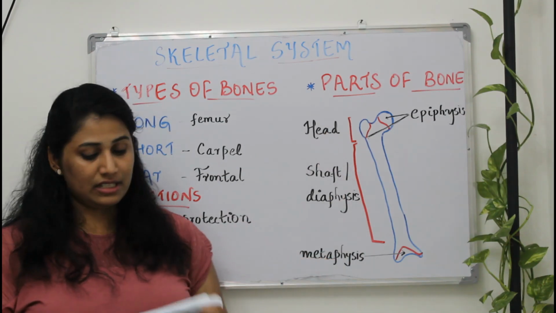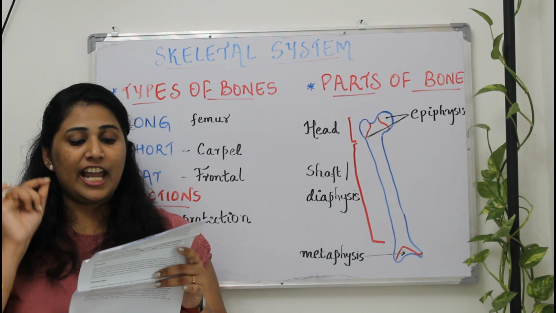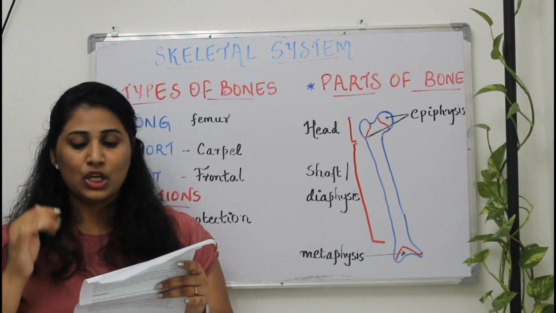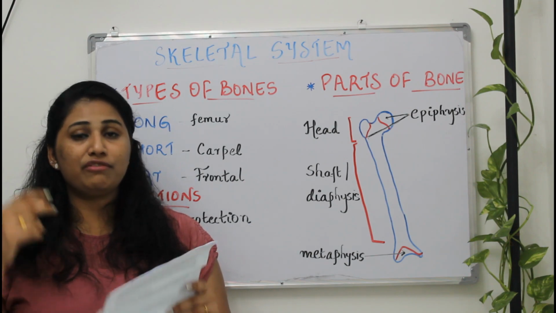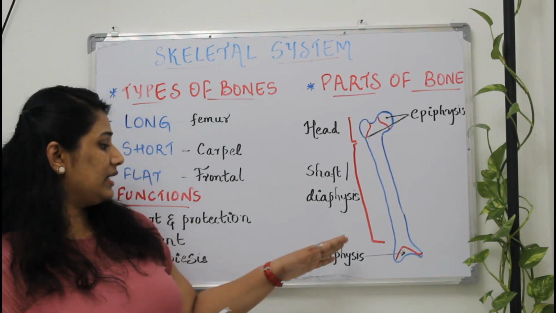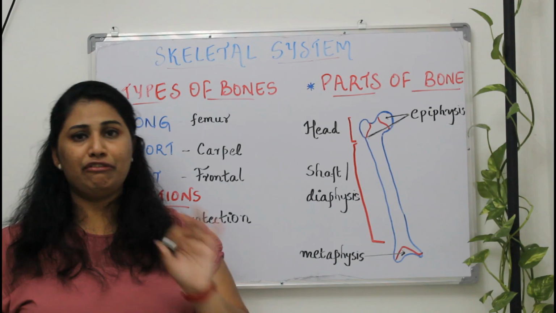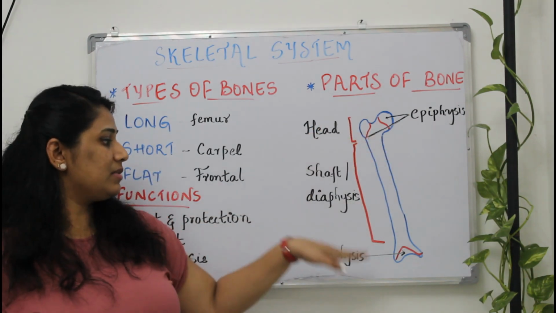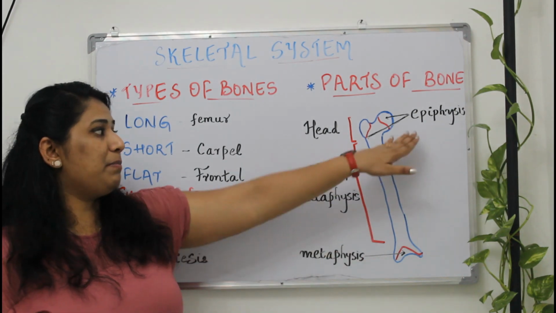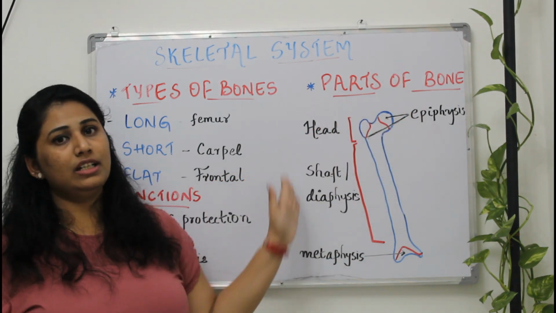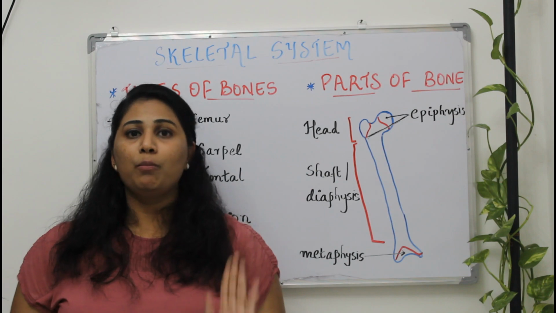And here comes the metaphysis. This is where the epiphysis and diaphysis grow towards one another and eventually fuse into one bone. That is the metaphysis. So these three terms are very important: metaphysis, diaphysis and epiphysis. These are the main parts of a bone.